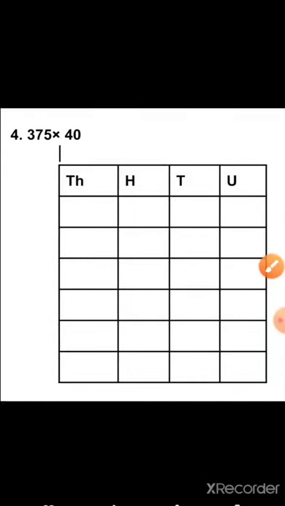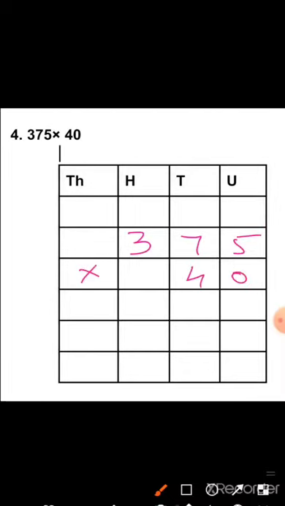Question number 4, question number 2 and 3 is omitted. Question number 4, 375 multiply by 40. 0 5s are 0, 0 7s are 0, 0 3s are 0. Now again put 0. 4 5s are 20. 0 down, 2 carry forward.